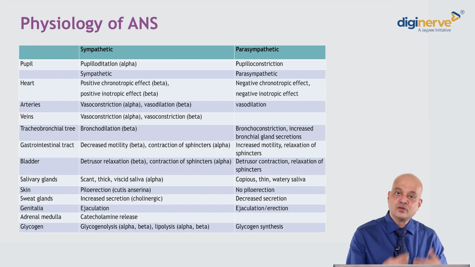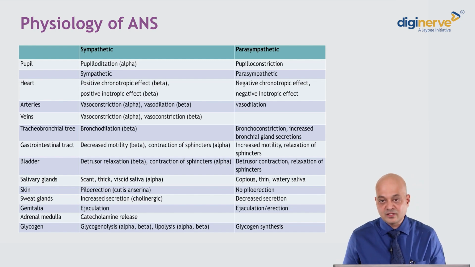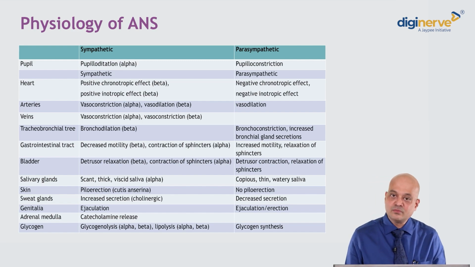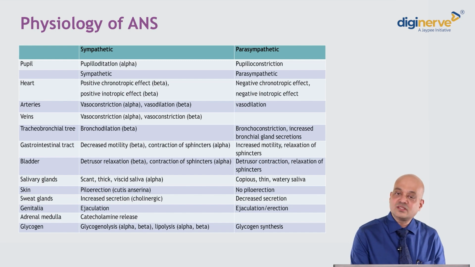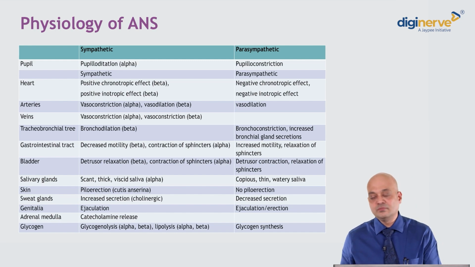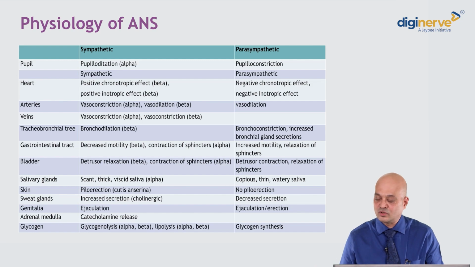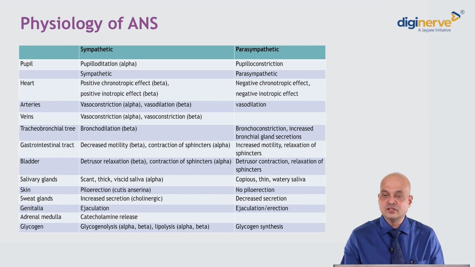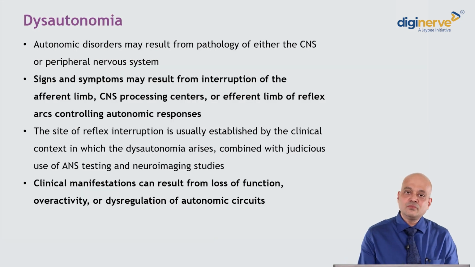Similarly, the heart: a positive chronotropic effect and a positive inotropic effect through the sympathetic, and a negative chronotropic and negative inotropic effect through the parasympathetic. So, the easiest way of remembering this is, you remember one side of this table and the opposite becomes the other half of the autonomic nervous system. So, you can remember the sympathetic supply, what it does to every organ, and the opposite automatically becomes the parasympathetic supply. Now we come to the pathology.